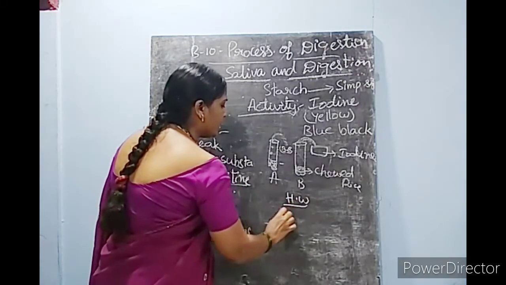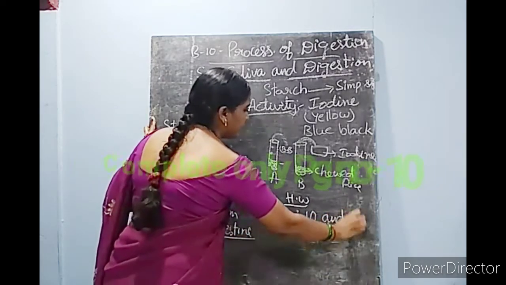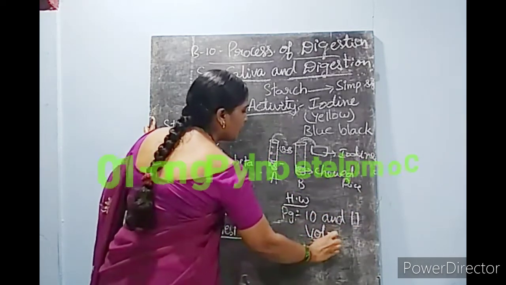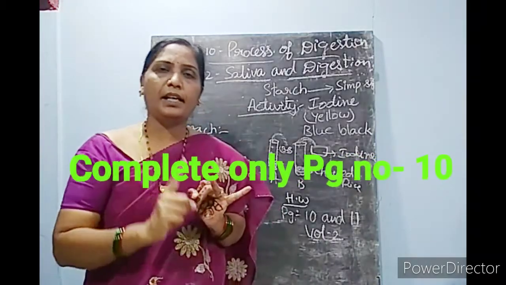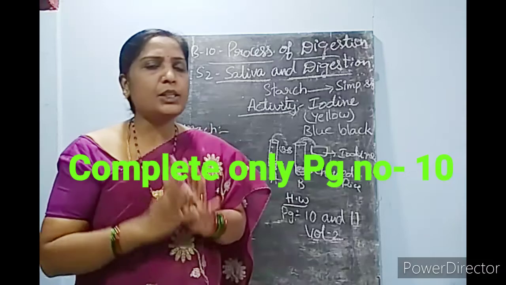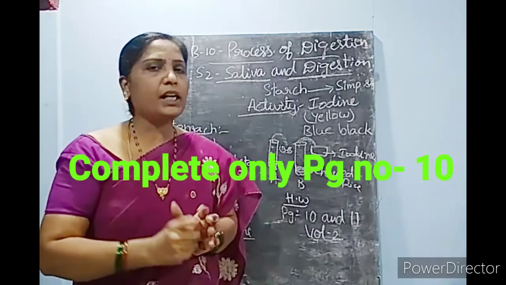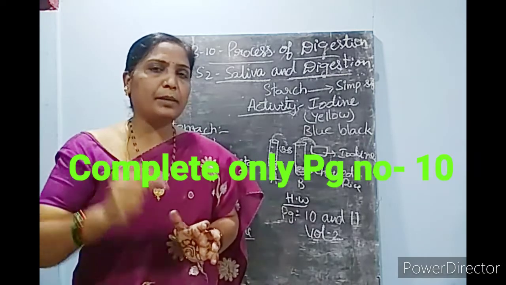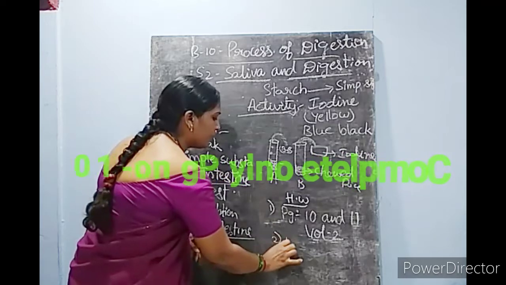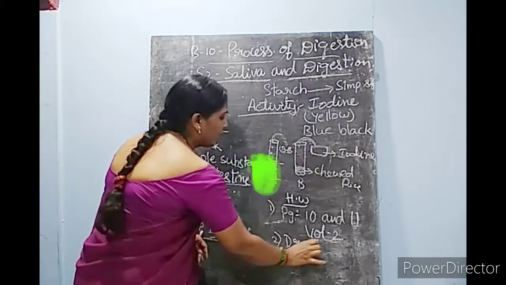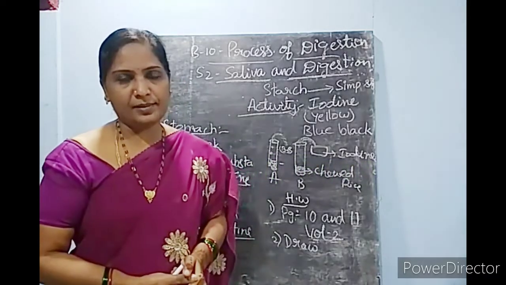Your homework is to complete page number 10 and 11 in volume 2, and also draw the diagram of the digestive system neatly in your classwork and label the parts. Draw the diagram. This is one, and the next one is draw the diagram of the digestive system and label the parts.